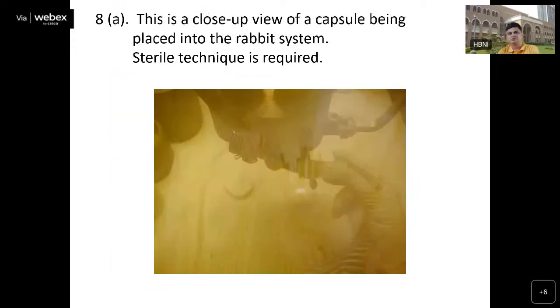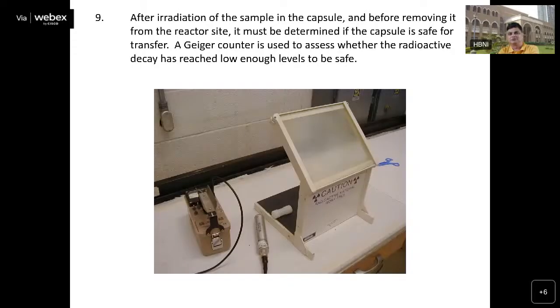This is how it looks, and a completely sterile technique is required for putting these things in. Once your irradiation is completed, if you are not carrying out prompt gamma neutron activation analysis, you have to bring your sample back to the laboratory. But at this time, after the irradiation, the samples give off a lot of gamma dose, a lot of gamma radiation.